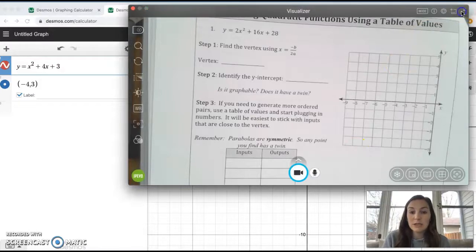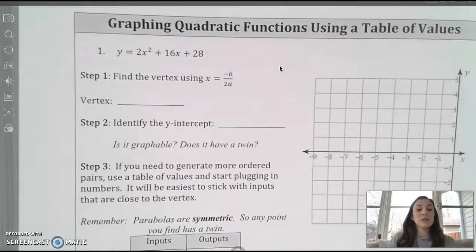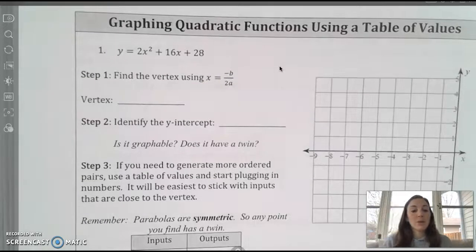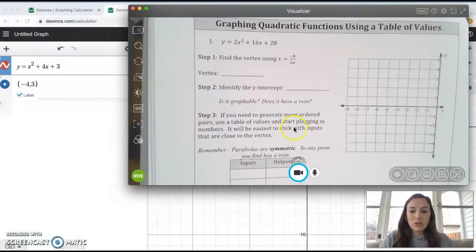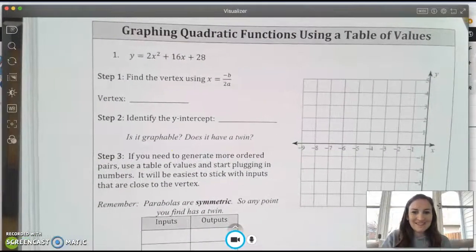We're just going to do 3 together here. On page 20, it says graphing quadratic functions using a table of values. So here are the things that we need to make sure that we include. I realize we lost me at the bottom here. We'll go like this. Okay, there we go.